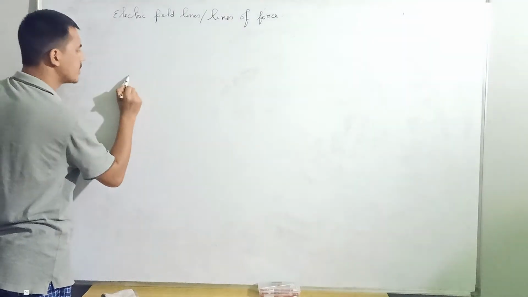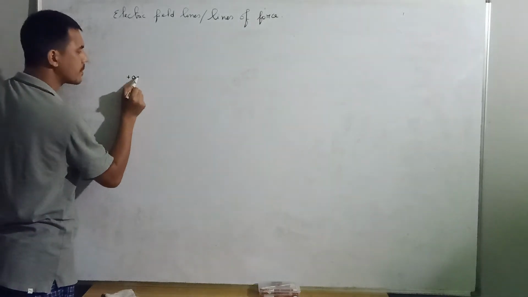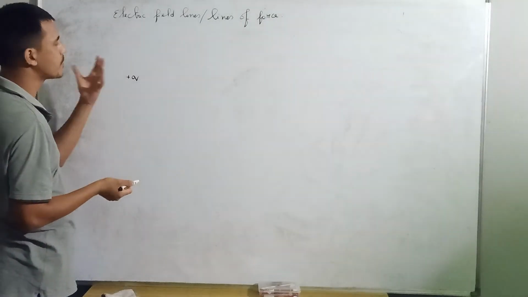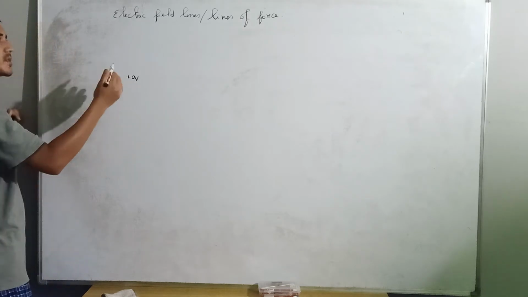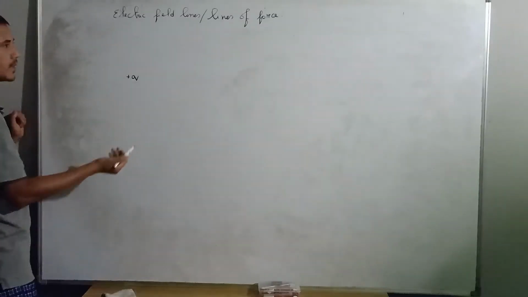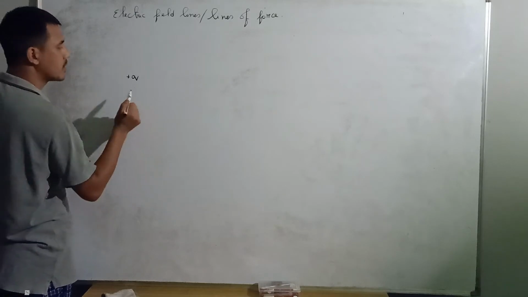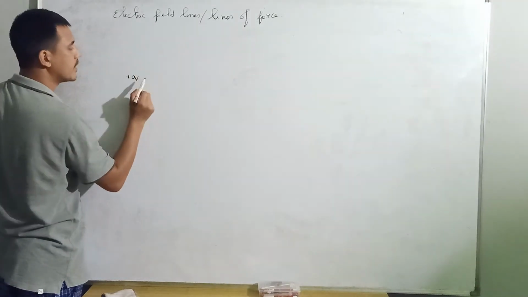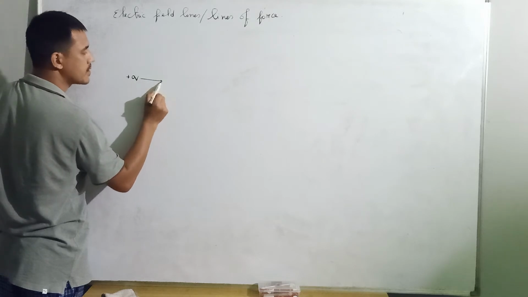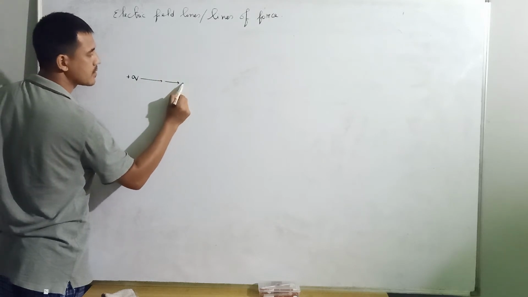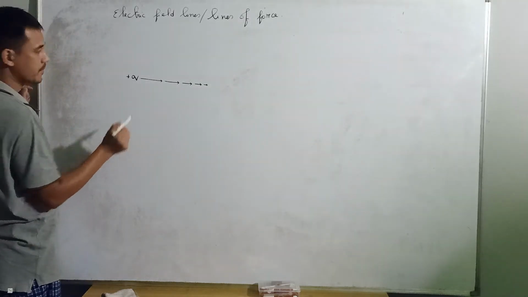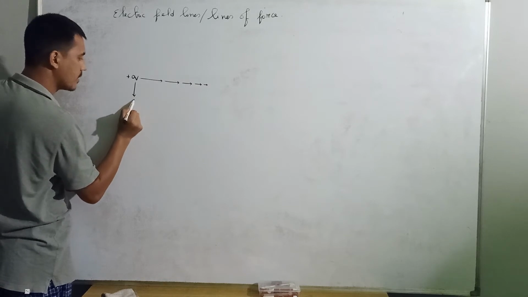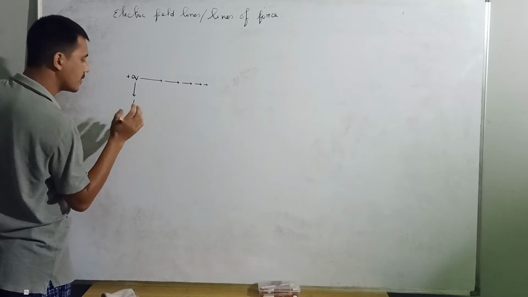Now Faraday said that, suppose you consider a positive charge plus Q. This is how he represented the electric field lines for a positive charge, pictorially. This is how he drew the electric field lines, like this, like this, like this. I'll explain what I am drawing here.